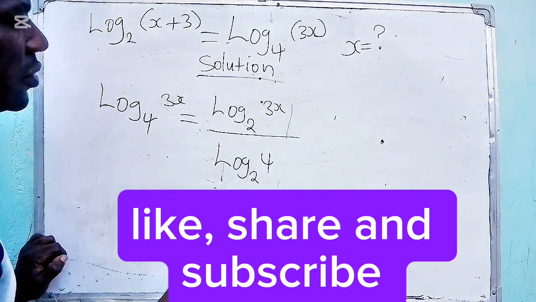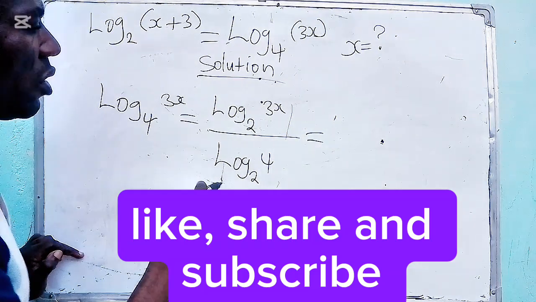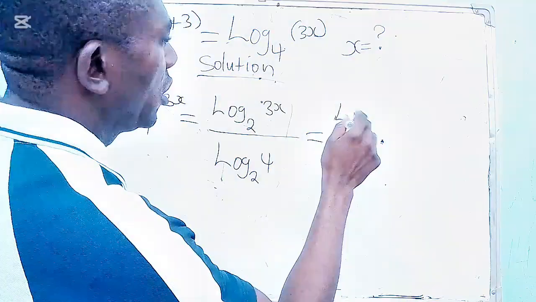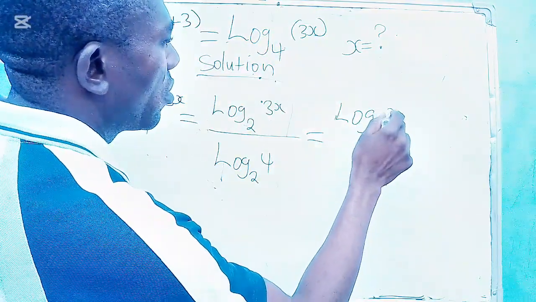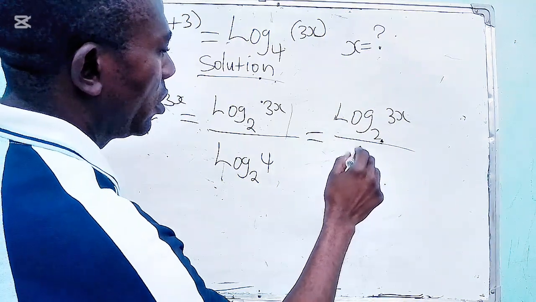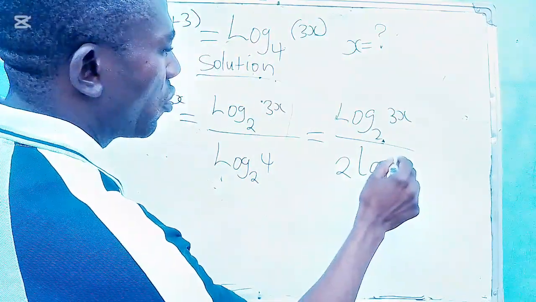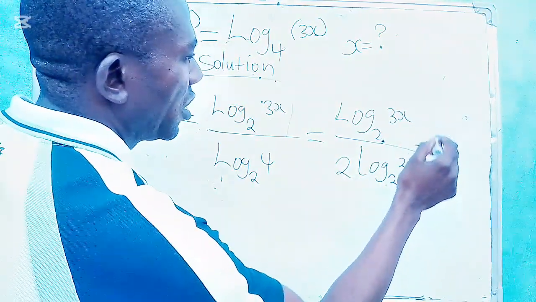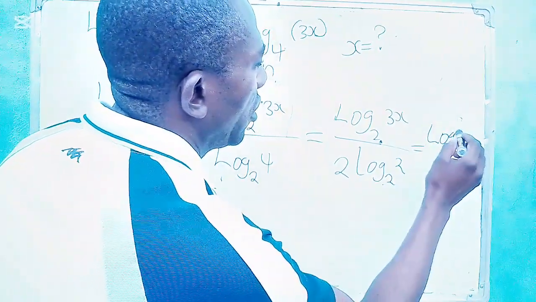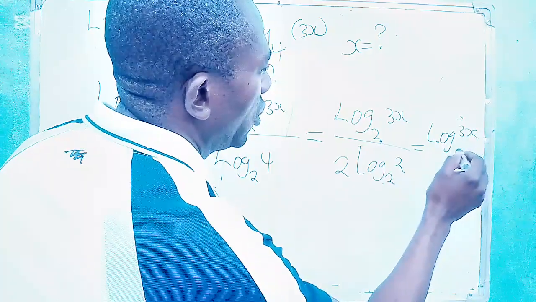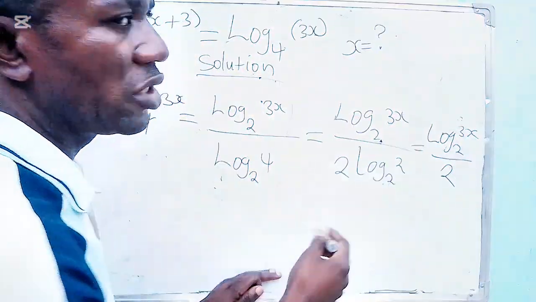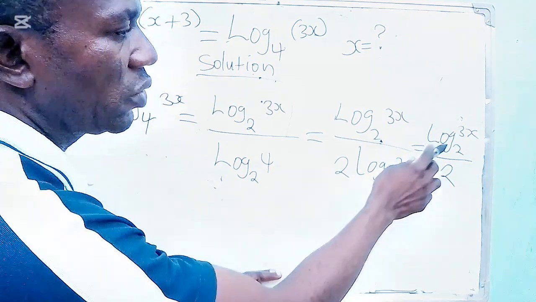raised to power 4. So when you continue, you can reduce this one: log 2 raised to power 3x all over 2 log 2, because log 2 raised to power 2 is 1. So that is what we have.